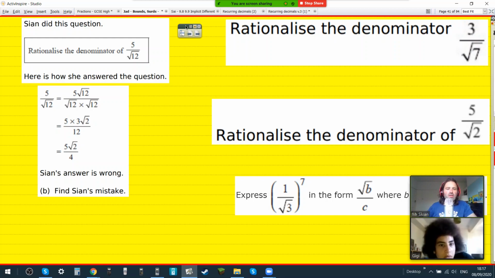Exam questions. So we can do top right and go from there. Yeah, let's do top right. Rationalize the denominator: 3 over root 7. That would be 3 root 7 over 7. Yeah. Let's see. Next one.